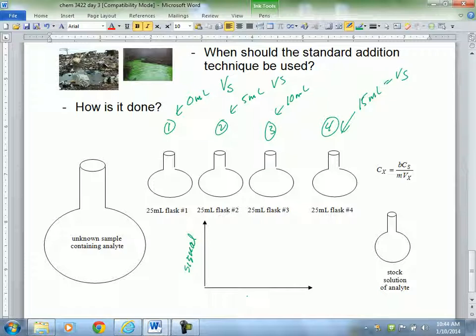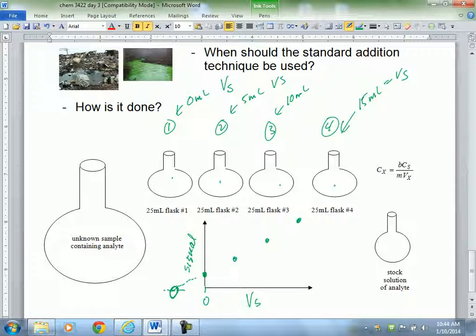So you plot your signal versus the volume of your stock that you added in each one of these. I've got 4, so I'll have 4 data points. One of them was 0. If I didn't add any stock, didn't add any analyte, I still have a signal because there's analyte in there, and there's all this other interfering stuff too. So it's not 0, even though I didn't add anything. And it just goes up from there because I'm adding more and more analyte, hopefully nice and linear. Conceptually, your answer is really this x-intercept, right here.